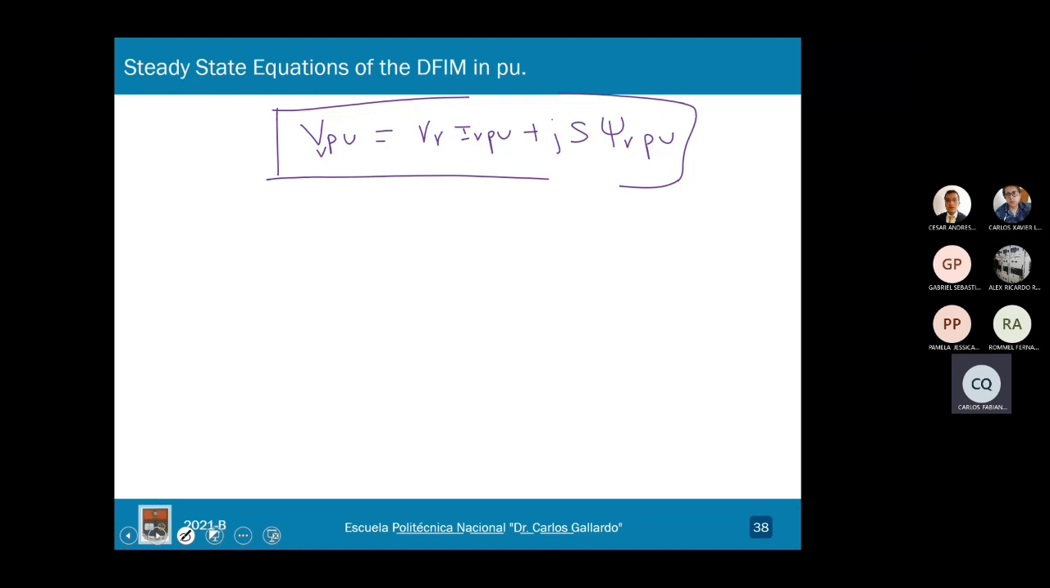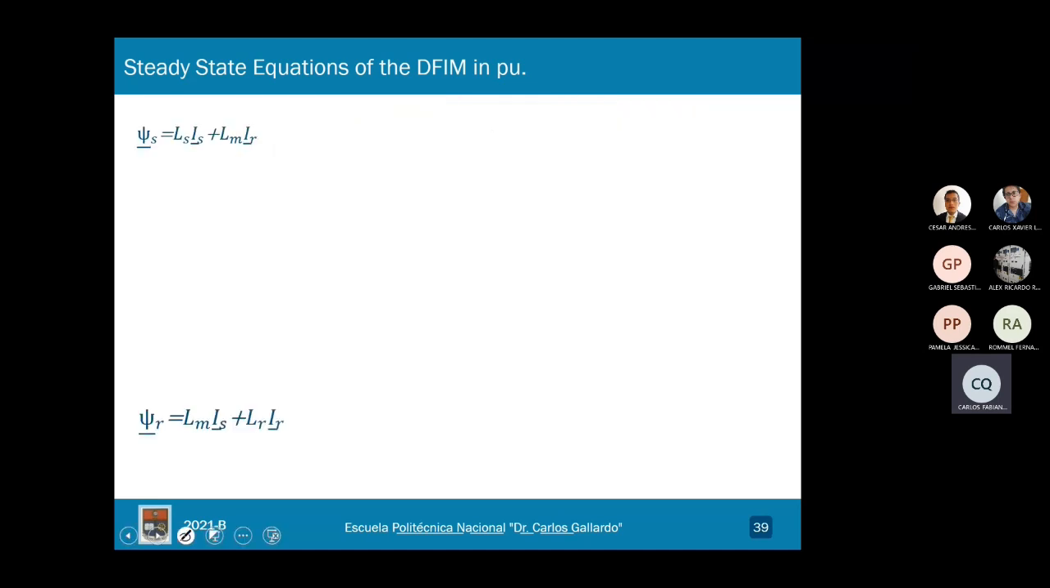So let's convert the fluxes to per unit values. I have the stator flux and the rotor flux. Once again, these are actual values, and the actual value is equal to the per unit value times the base. So I have actual values.